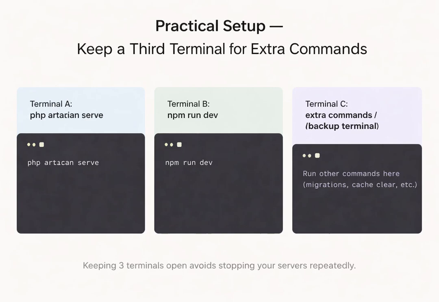A practical habit is keeping a third terminal open. Terminal A runs the backend server, Terminal B runs the front-end dev process, and Terminal C is there for any extra commands you need, like running migrations, clearing caches, generating keys, or anything else. This way you don't have to stop your running processes just to type a new command.